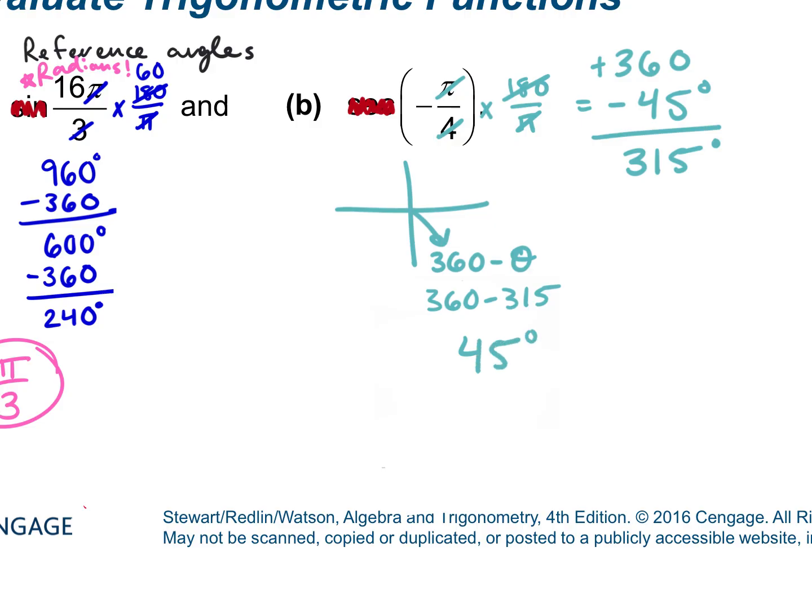Can we leave our answer as 45 degrees? No, what do we need to do? Convert it back to radians. Our question was in radians, so our answer has to be in radians. So we want to multiply it by pi over 180. How many times is 45 going into 180? 4. So our answer would be pi over 4.